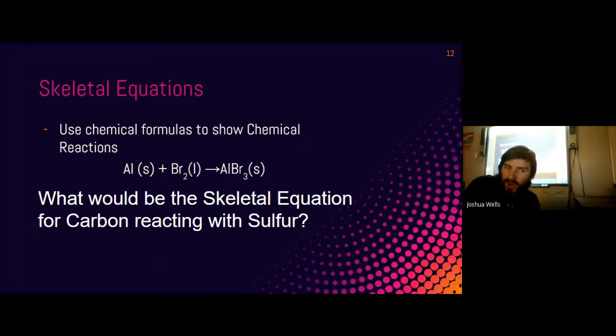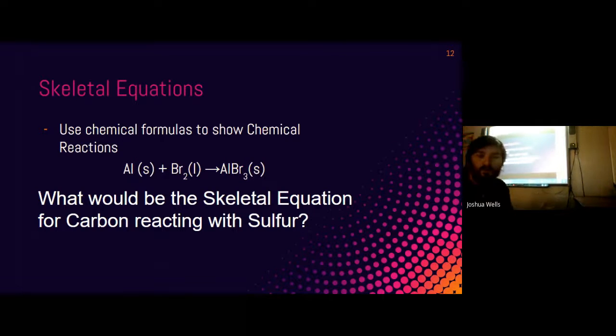I would like you to pause this video here, and in a moment we'll go through this, but this will be something that I want you to put in your notes just as an attempt. So based on the example I have right there on the board, what would you say carbon combining with sulfur would look like? So go ahead and pause if you haven't. All right, so now you've unpaused.